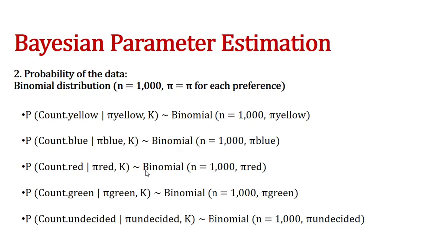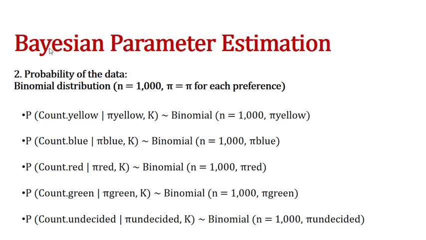Then the second aspect of Bayesian parameter estimation is to have a distribution to determine the probability of the data.